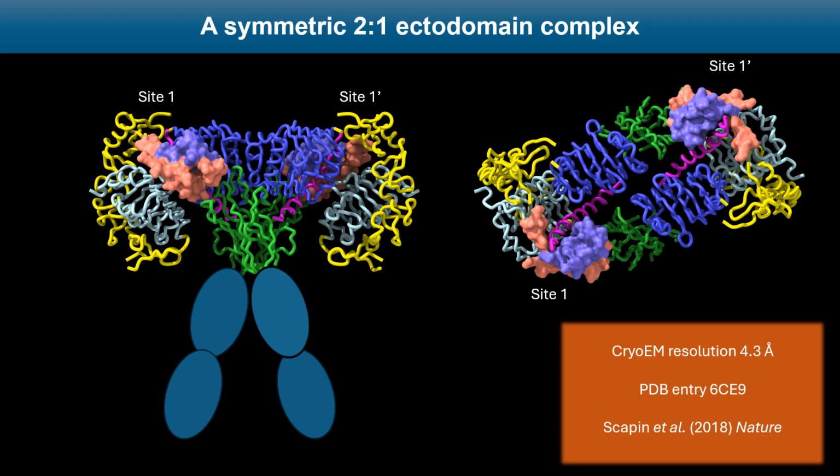Okay, so what did cryo-EM reveal? This was the first structure that was obtained, not in our laboratory, but in Bridget Carragher's laboratory, and published in 2018. And let me talk you through this. So here are two different views of the structure.